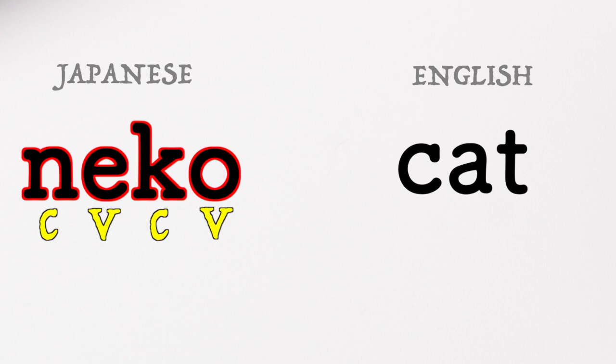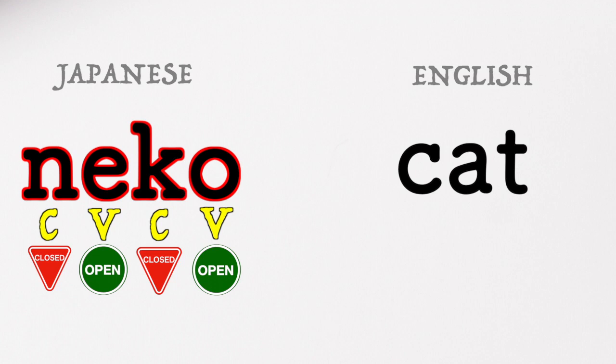When we use these V's and C's, we are basically referring to the opening and closing of your mouth. These represent the basic movements of your mouth when you say a word. If you say the word neko, you can feel that your mouth is closed for the n, open for the e, closed for the k, and then open for the o. So this word is closed, open, closed, open.